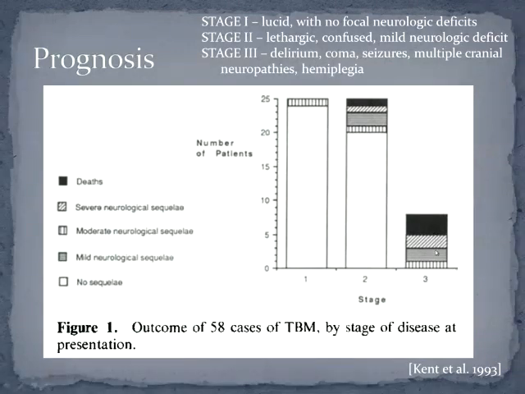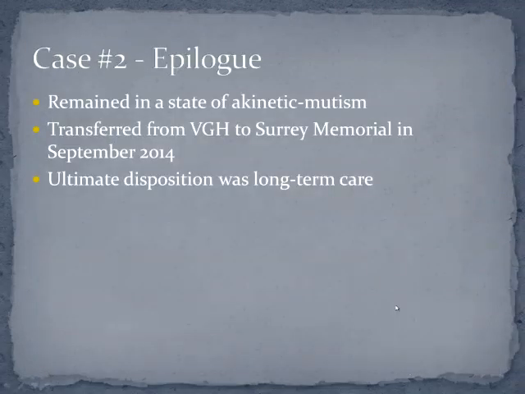So you can see this bottom is the moderate neurologic deficit, okay? So our patient ultimately remained in the state of akinetic mutism. He was transferred from Vancouver General to Surrey, and then he's ultimately moved to long-term care. And that's kind of the last I've heard of him, and only 19 at the time of diagnosis. So devastating illness.